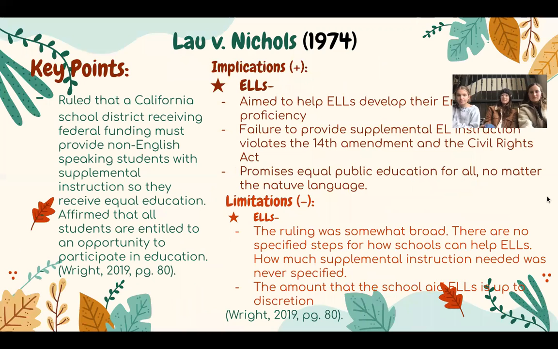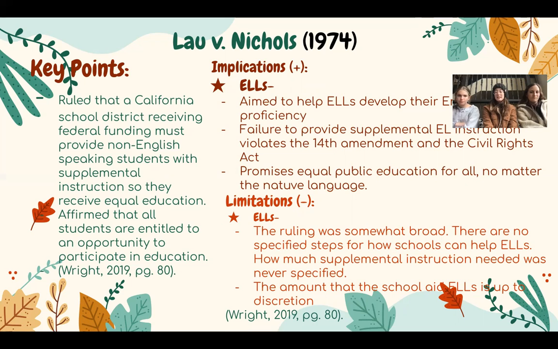All right, so the case Lau versus Nichols in 1974 ruled that a California school district that was receiving federal funding for education must provide non-English speaking students with supplemental instruction so that they're able to receive equal education. So basically ELLs were allowed to go to school. They were just taught primarily in English and it wasn't doing them any good. So this case affirmed that all students were entitled to an opportunity to participate even when they are not fluent in English. Some implications for English language learners was that it aimed to help them develop their English proficiency by providing them with supplemental materials. And failure to provide this violates the 14th Amendment and the Civil Rights Act because they are not receiving equal education, no matter the native language.